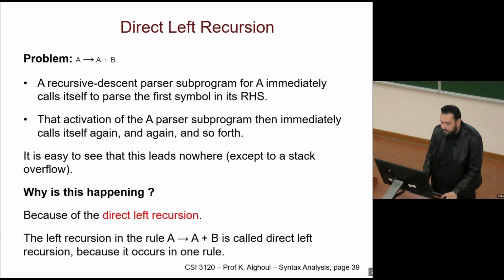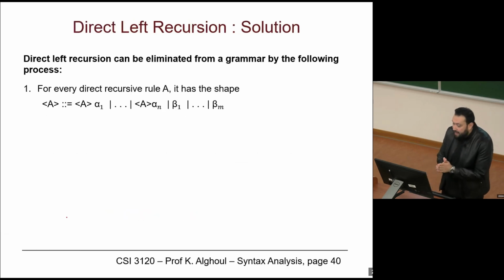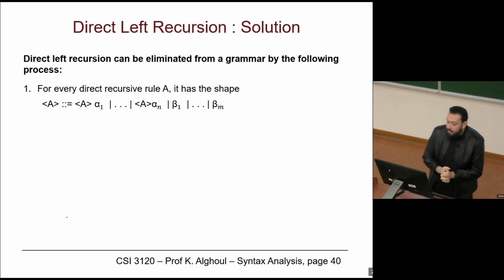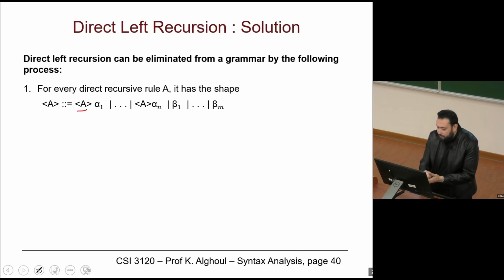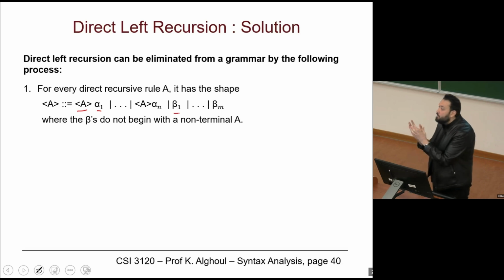So why is this happening? We said direct left recursion, and that's how it's going to be. So every direct recursive rule has this shape. So that's the shape now, before changing it. We'll always have a non-terminal, and then after it, we'll call this alpha 1, and then we'll have the B here. So how can I change it? I'm going to introduce. So what is beta here? Beta is something that does not begin with a non-terminal.